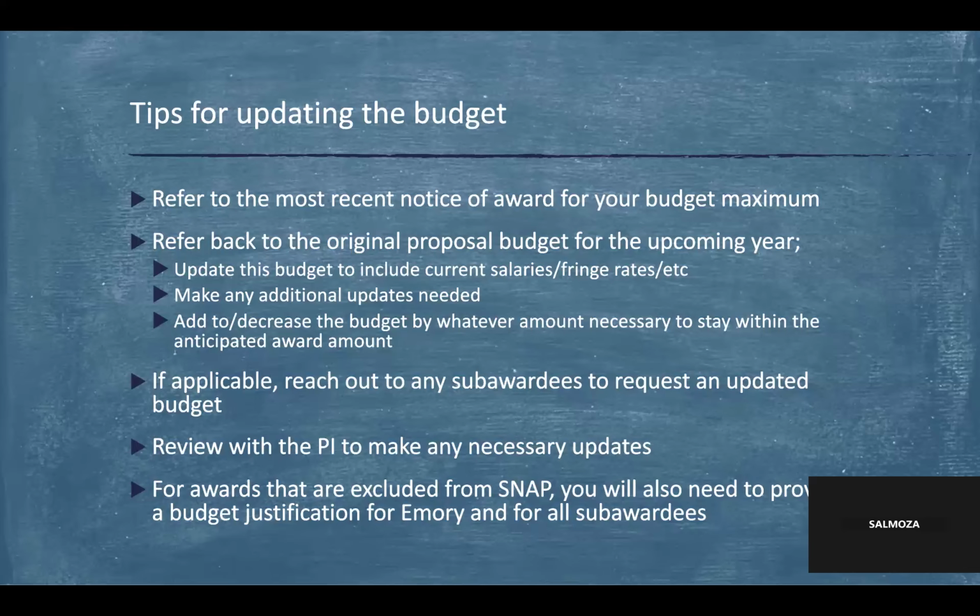So maybe somehow you're under budget, not usually, but maybe you are. Then you can increase effort or add in travel or whatever the case may be. That's up to the PI. The more common scenario is that you are over budget, and then you need to figure out how to cut things to make it all work. Again, if the budget is required, you're going to need to also reach out to sub-awardees to get their updated budget, which you will also need to input. And then you'll need a budget justification for your budget and your institution and for some.